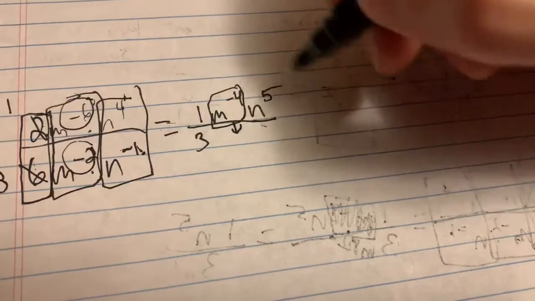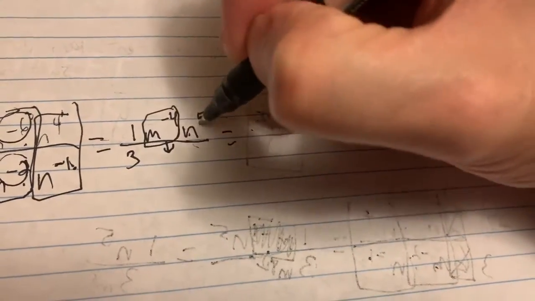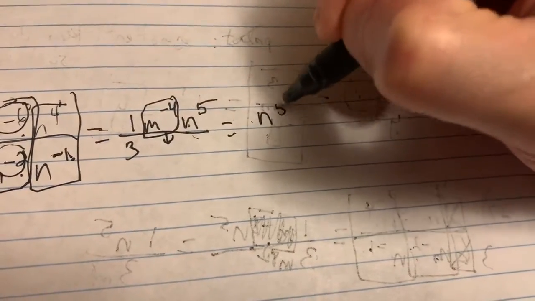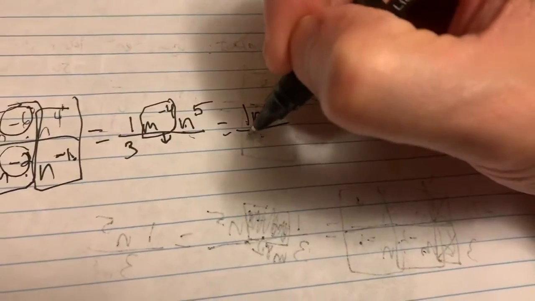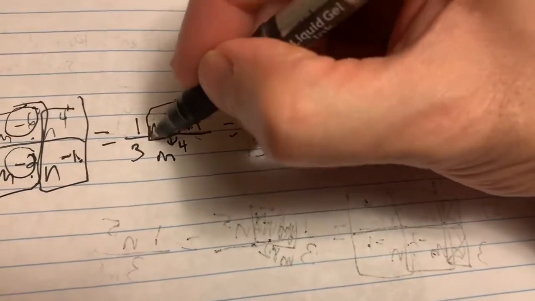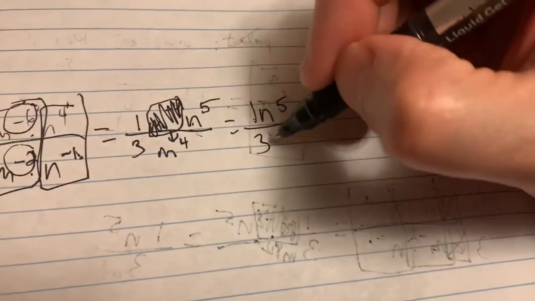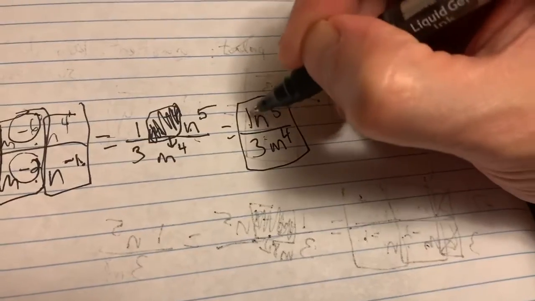We're going to cross it over to the denominator, and we end up with your numerator. You have 1 n to the 5th, which you can write that way, or you could just write it as n to the 5th. And then in the denominator, you're going to have the 3, and then the m to the -4 moves to the bottom and becomes m to the +4. It's not left up top anymore. And there is your answer. Again, you don't need the 1 out in front here.